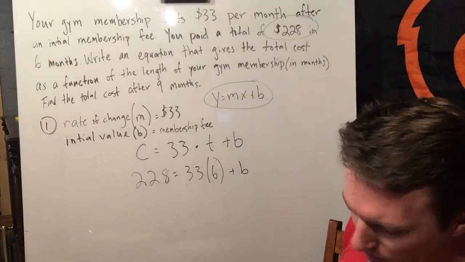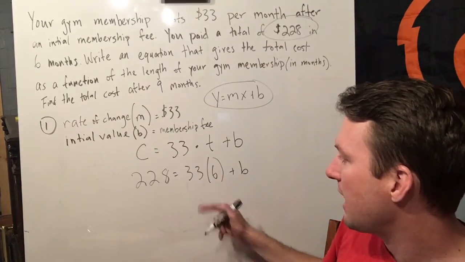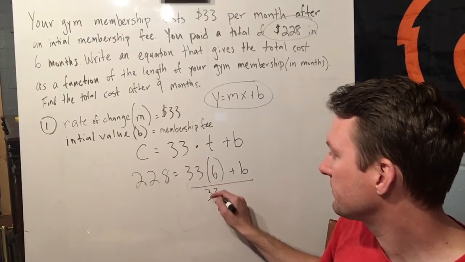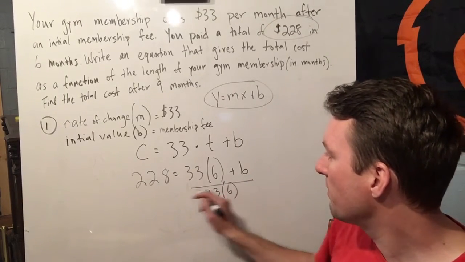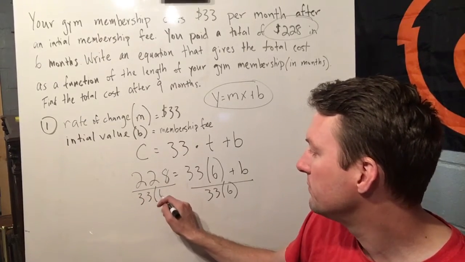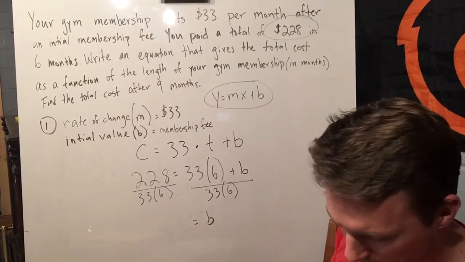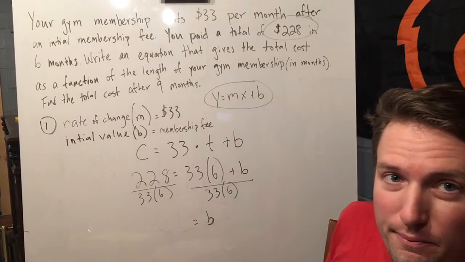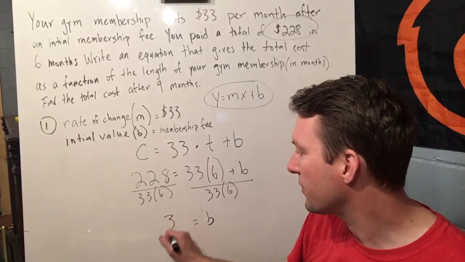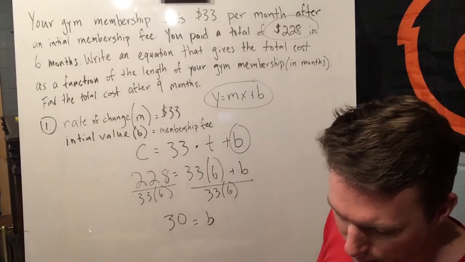So what we're going to do is multiply this out. We're going to multiply 33 times 6, and then we're going to divide that on both sides, and we're going to isolate the variable, and we're left with B equals, can anyone do that math? That's right, B equals 30. So our initial starting value would be 30.